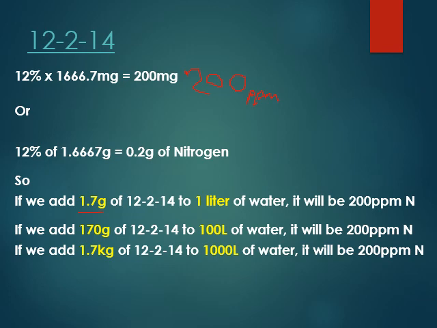What if we had 100 liters? Well, we multiply this by 100. So that's 170 grams. So 170 grams in 100 liters is 200 ppm. What if you want 1,000 liters? Well, that's 1,000 times this, right? So 1.7 grams times 1,000 is the same as 1.7 kilograms.